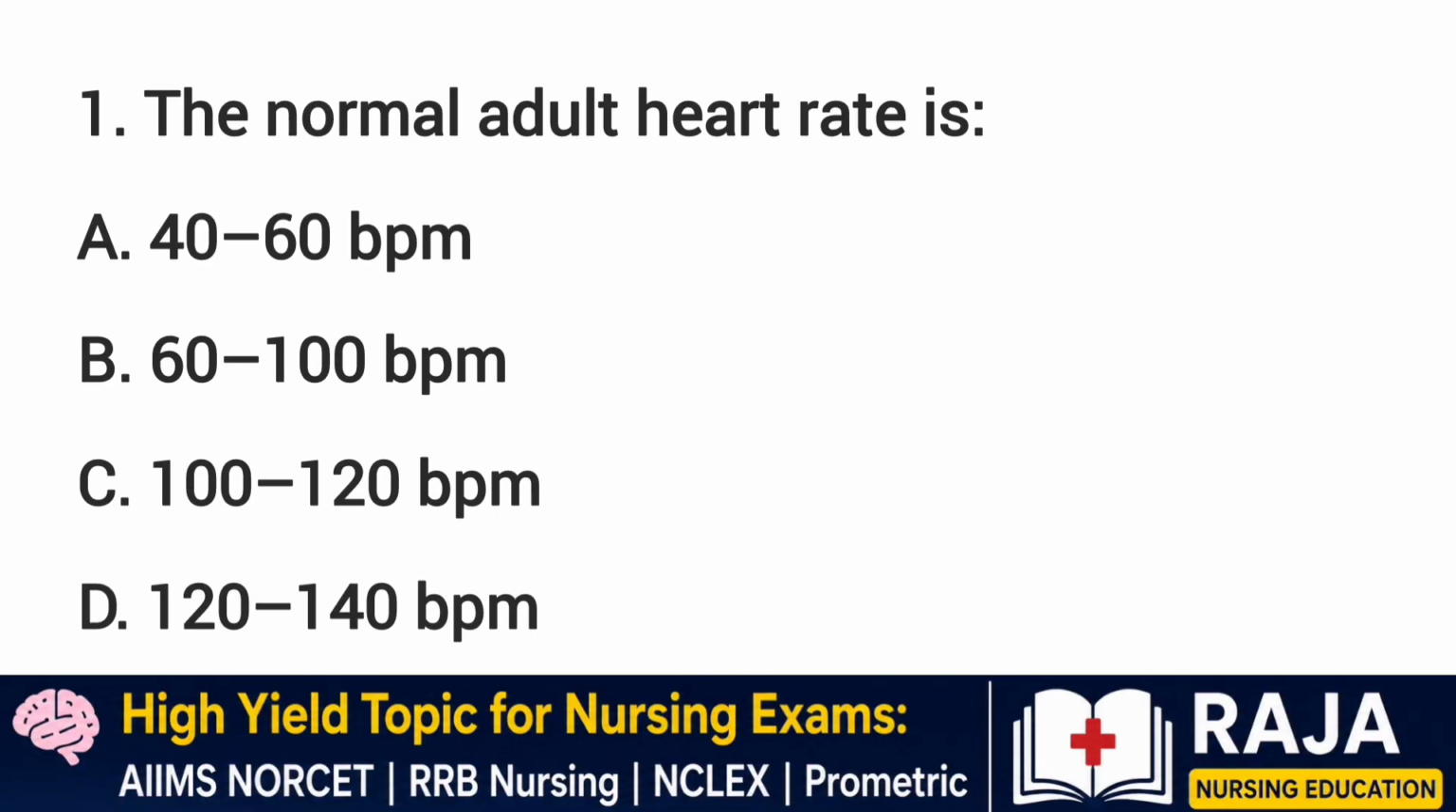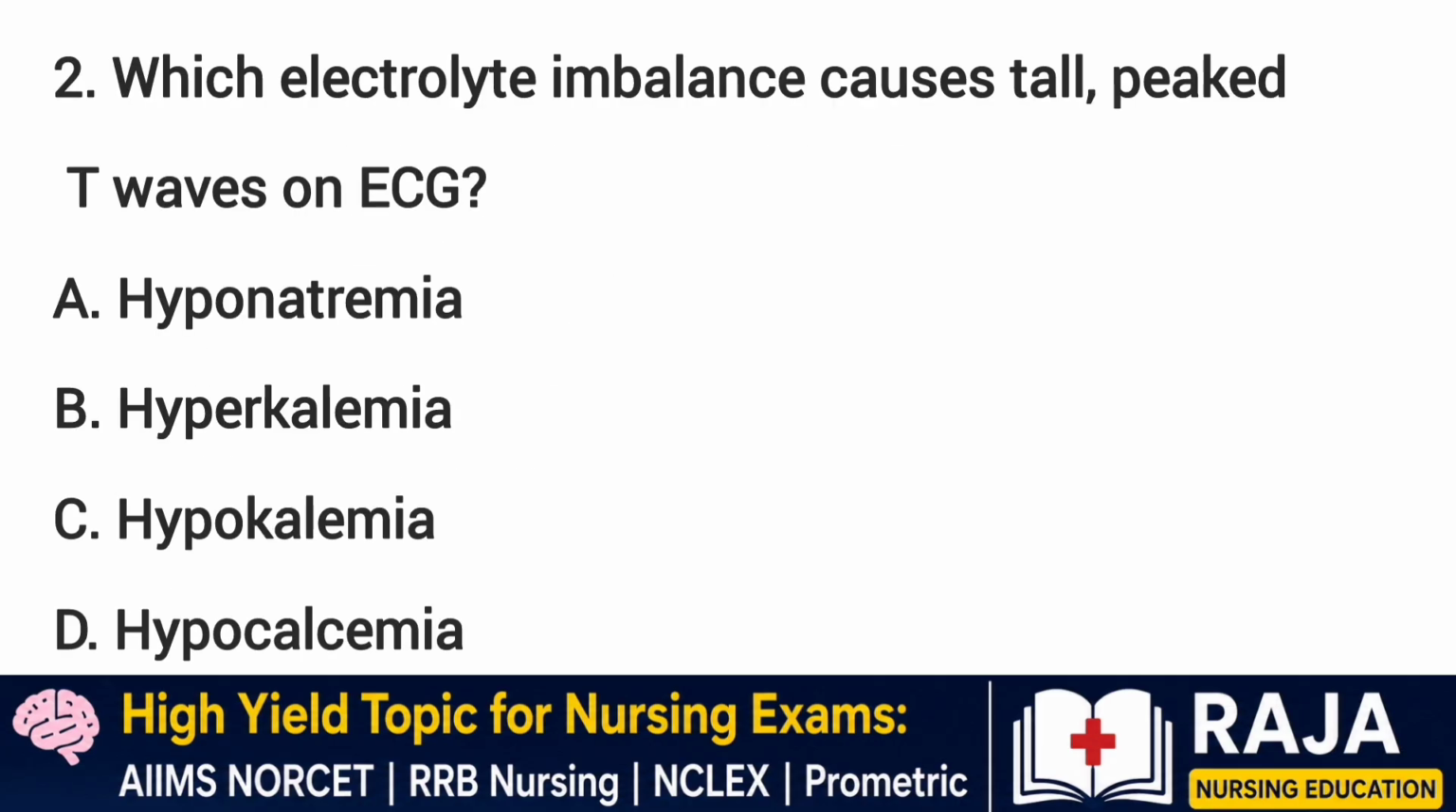The normal adult heart rate is? Answer is B, 60 to 100 beats per minute. Which electrolyte imbalance causes tall peaked T wave on ECG? The answer is B, hyperkalemia.